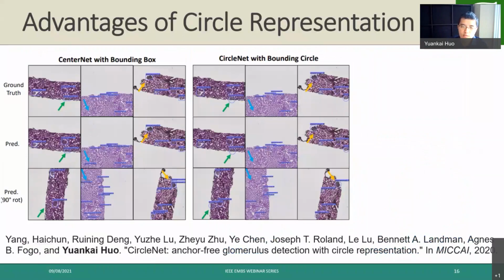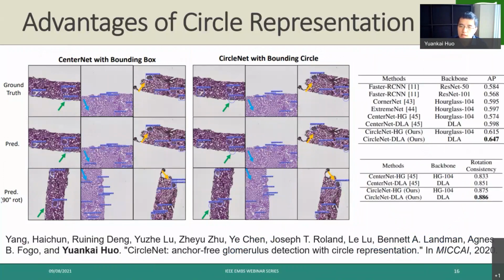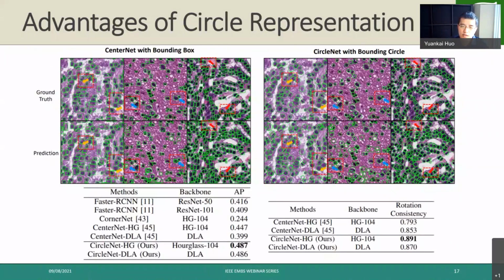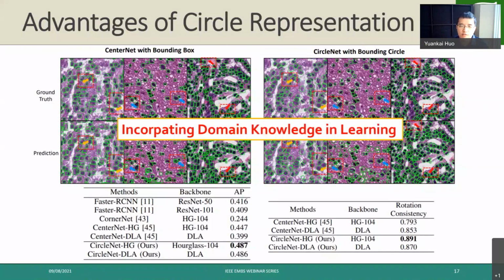And here is an example where we apply our circle representation to glomerular detection in renal pathology, and it consistently achieved a higher average precision and a stronger rotation consistency on this data set. We also tested this algorithm on nuclear detection, and the same story: we get better AP and stronger rotation consistency. So in these examples, if we incorporate domain knowledge in learning, sometimes we can get a surprisingly good result.